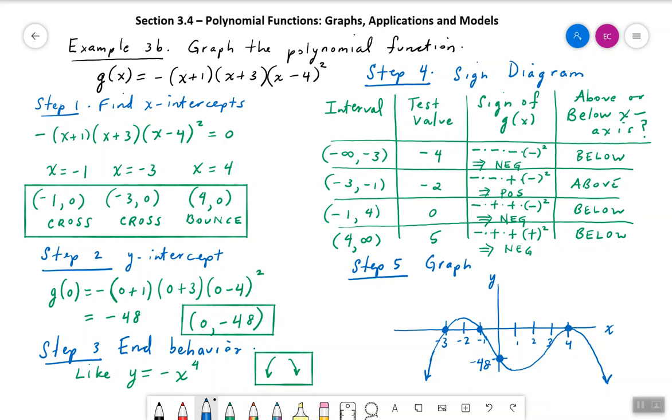Now we can go back and check that the sign diagram looks okay. The sign diagram says to the left of -3, the graph is below the x-axis, and sure enough it is. And then above the x-axis, from -3 to -1, there it is above. And then below everywhere else, from -1 to 4, and then from 4 to infinity. Of course, at 4, we're right at the x-intercept. So we're not actually below, we're on the x-axis at 4.